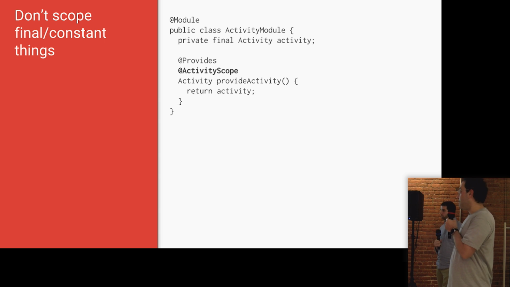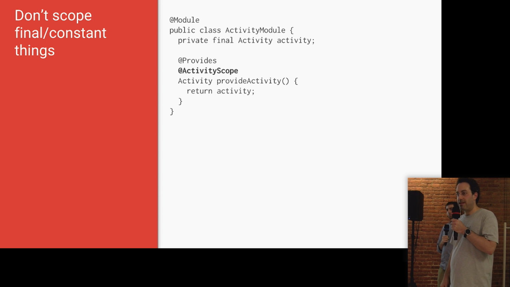But notice, a lot of people do this. They put activity scope on top of that because, of course, logically there's only one per activity. And so it seems to make sense from a documentation perspective to do that. But the problem is, if you do that, Dagger doesn't know that you're only doing it for documentation purposes and can't tell that the object returned from that method is always going to be the same.